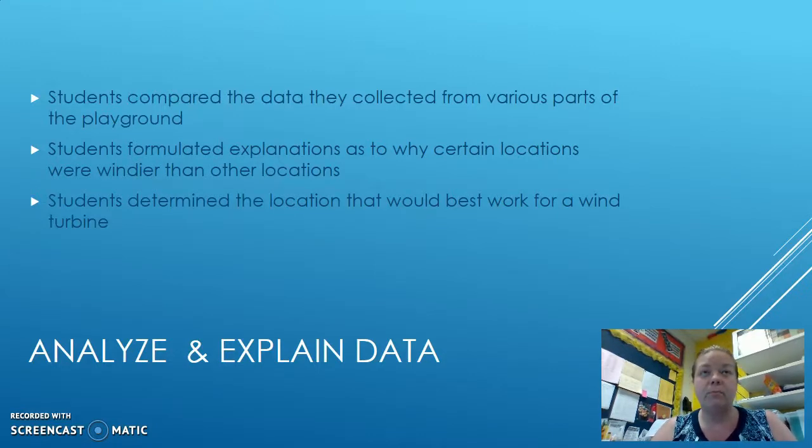We looked at different parts of the playground. Students would formulate explanations as to why locations were windier than others. We talked about our building, our school building, and maybe it blocked the weather. And then we determined the location that would best work for a wind turbine, which was in the north part of the playground. And that is the end of my presentation.